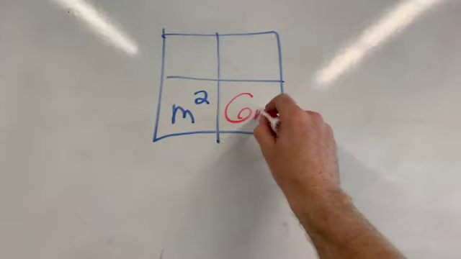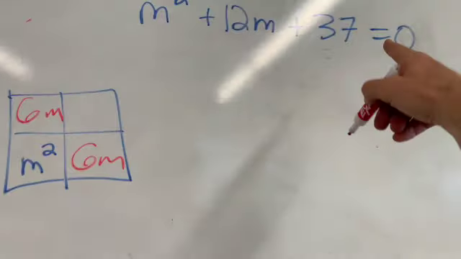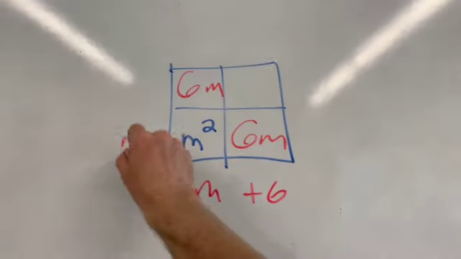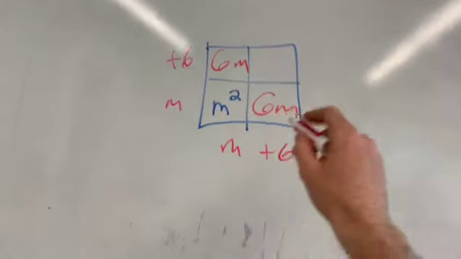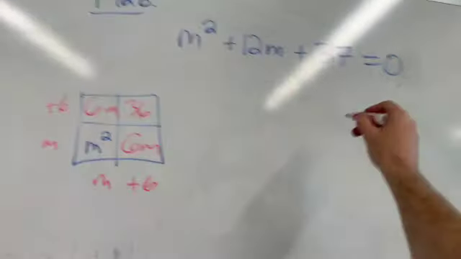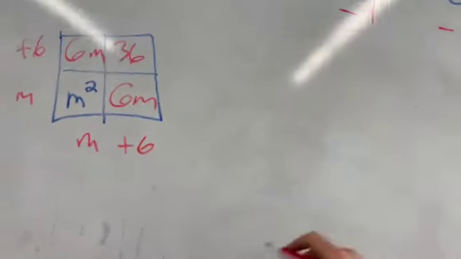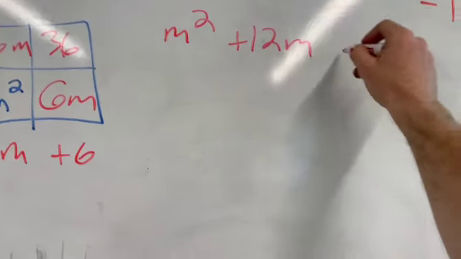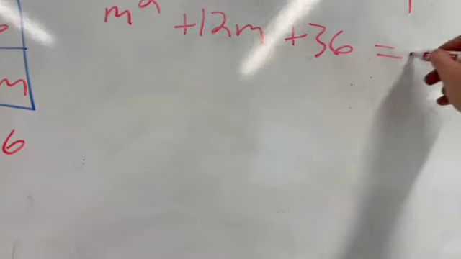Okay, I'm gonna put 6m's here. I'm gonna put 6m's here. That means I need to change that 37. 6 times 6 is 36. Oh, sorry, 37. I need to change it to 36. So what do I do? I'm gonna subtract 1 from both sides. And I'm gonna get m squared plus 12m plus 36 is equal to -1.